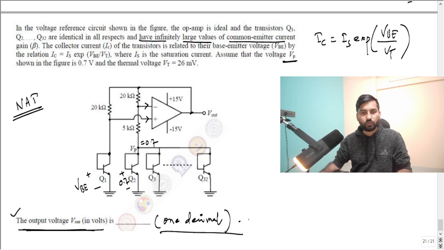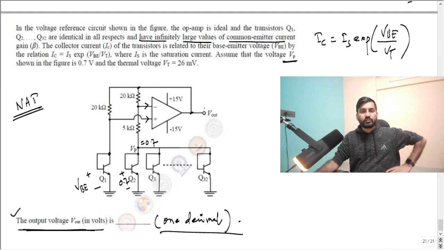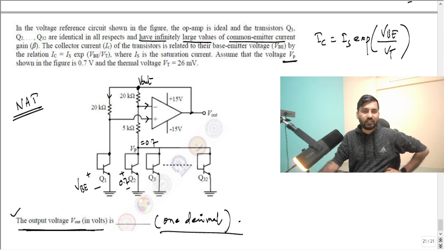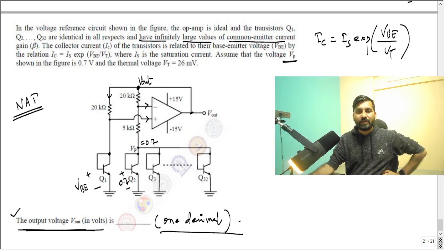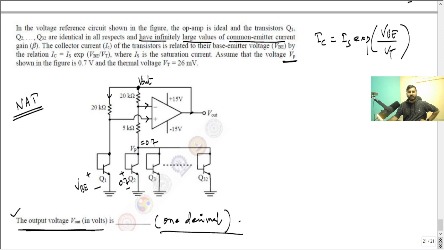Up to 1 decimal place, right? You can say this V out will be here. Okay, V out is going to be here. Understand? So you have got two branches here. One branch is this and one branch is this. So we can consider these two branches separately, right? Let me make myself a little small here, and we can separate these two branches out, right?